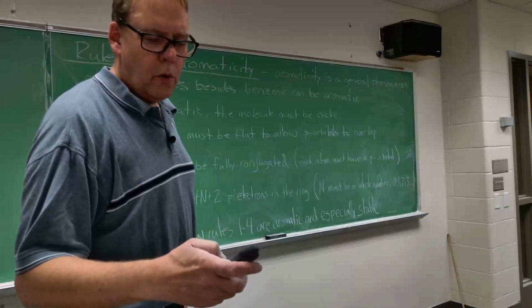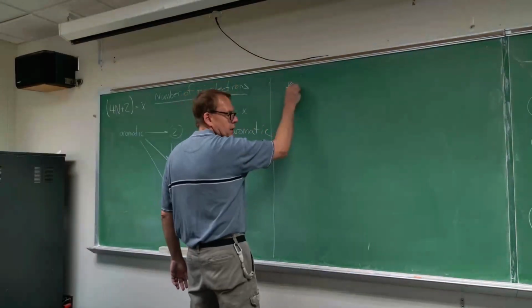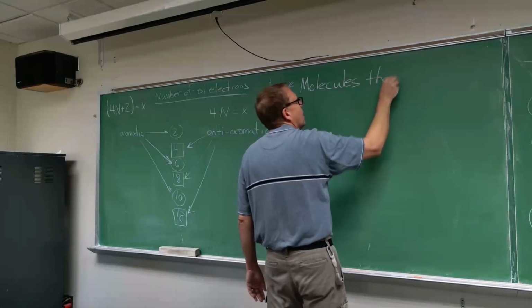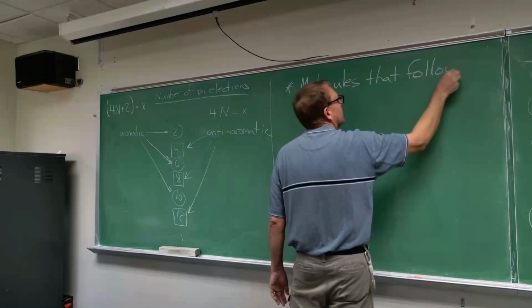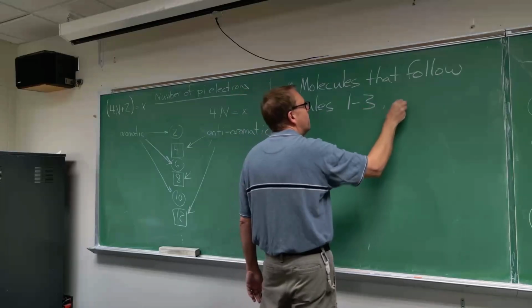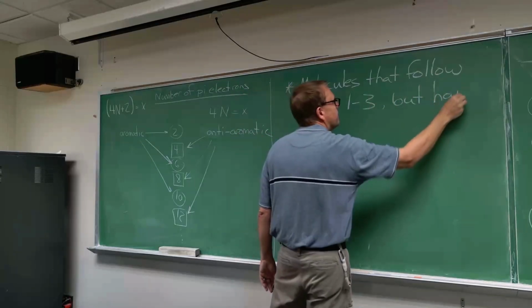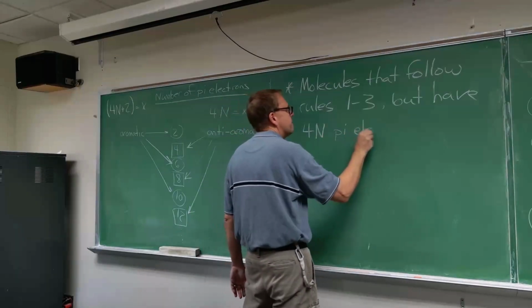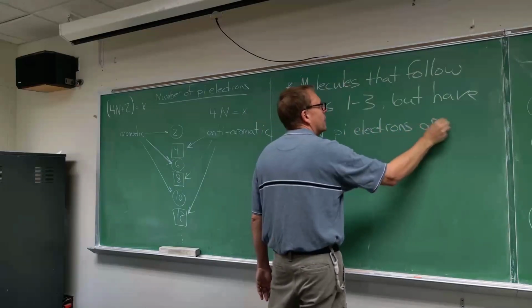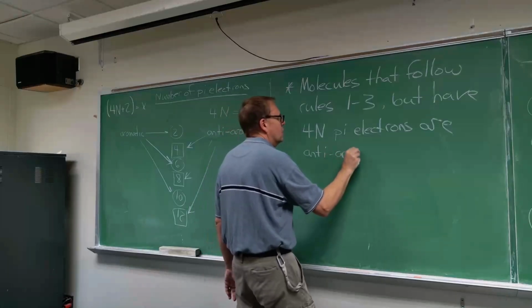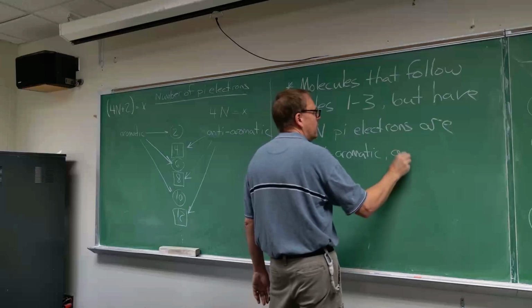Then what happens in other situations? Molecules that follow rules 1 through 3, but have 4n pi electrons, are called anti-aromatic, and very unstable.